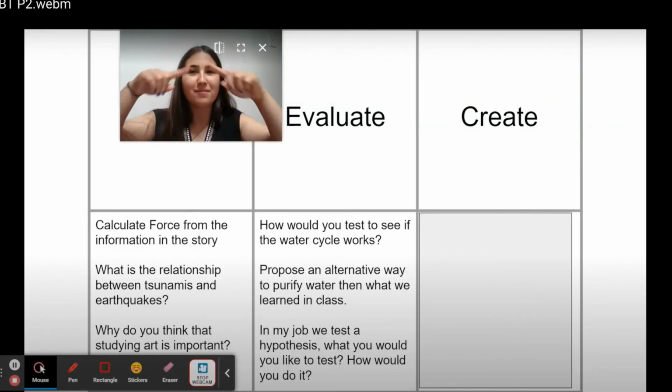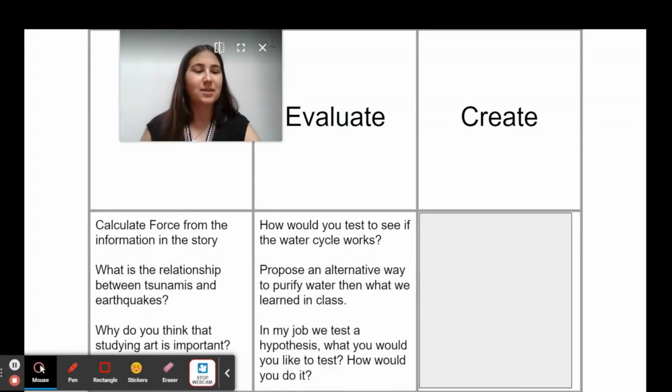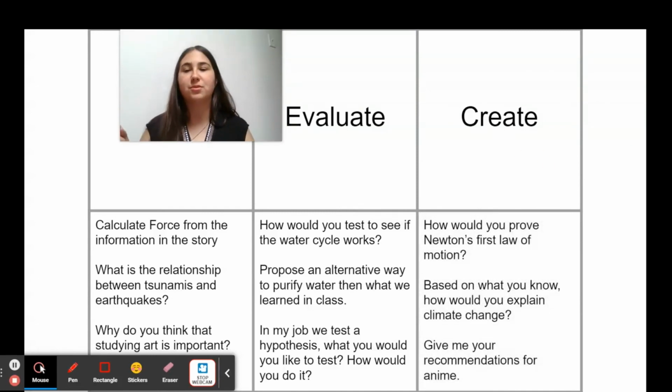And the very top of that pyramid, create. Taking everything you know and presenting it and using everything to make a final product. How would you prove Newton's first law of motion? Based on what you know, how would you explain climate change? And in your letters, give me your recommendations. Have students create with you. I hope you take all of this information, apply it to your letters, and get those kids really thinking, making those perfect connections through writing.